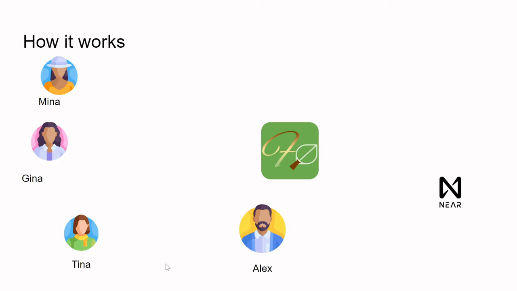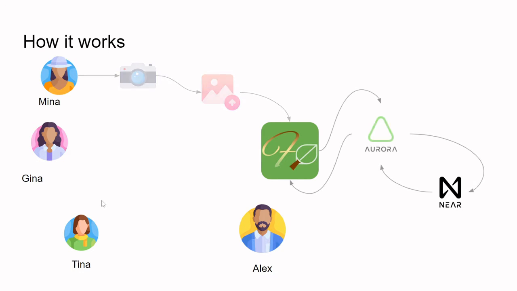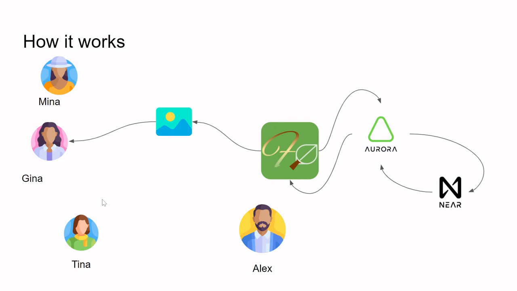So to give you an example, we have Figli. We have Mina. Mina is a Figli user. She takes a photo while she's out on holiday and she uploads it to Figli. She then mints it, because Figli uses the Aurora EVM chain, which is based off the Near blockchain. So she's then able to mint her picture and turn it into an NFT and share that with Gina.